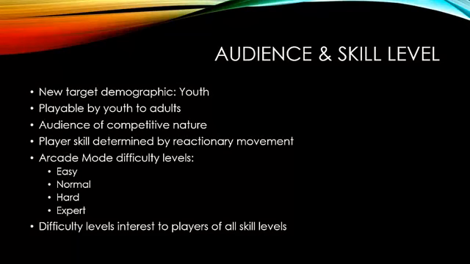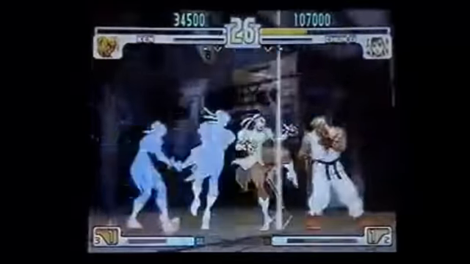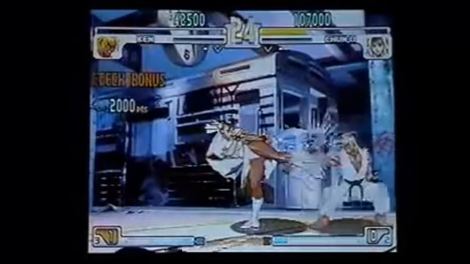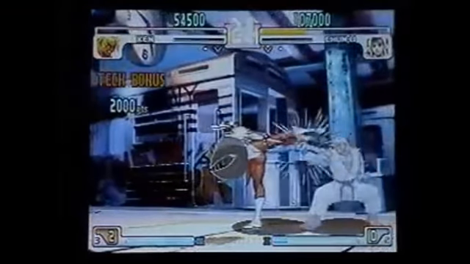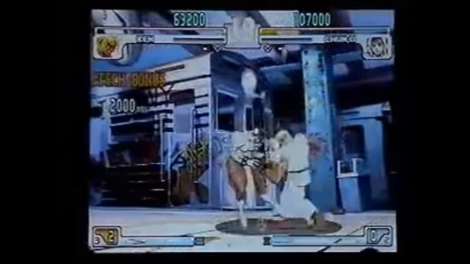Now, Higher Solutions is reaching to a new target audience, and that is youth. However, the game is also geared for adults as well, so the game can be playable by youth to adults. Now, the type of audience the game is designed for is going to be of competitive nature because it's a fighting game. And individual player skill is going to be determined by reactionary movement, such as hand and eye coordination.